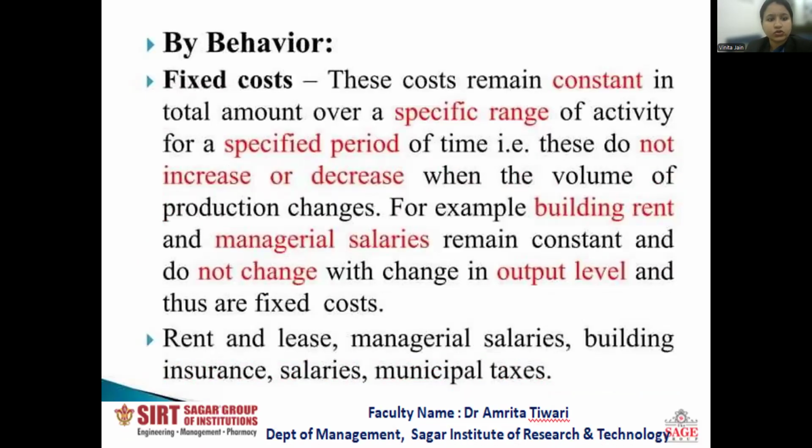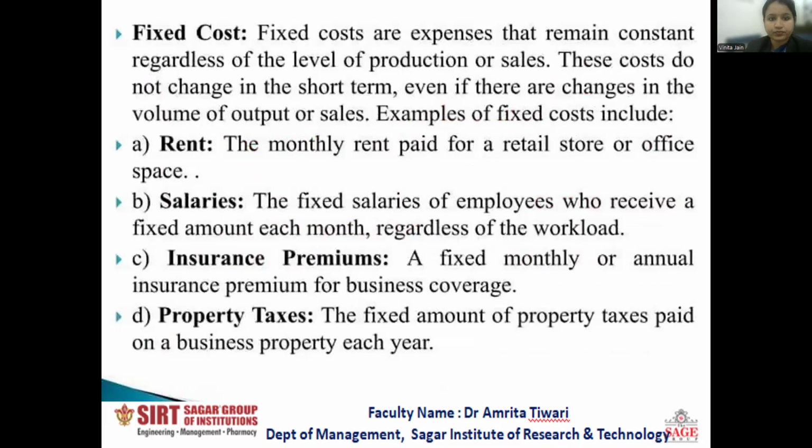By behavior, fixed cost. These costs remain constant in total amount over a specific range of activity for a specified period of time. These do not increase or decrease when the volume of production changes. For example, building rent and managerial salaries remain constant and do not change with the change of output level, and thus are fixed costs. Rent and lease, managerial salaries, building insurance.